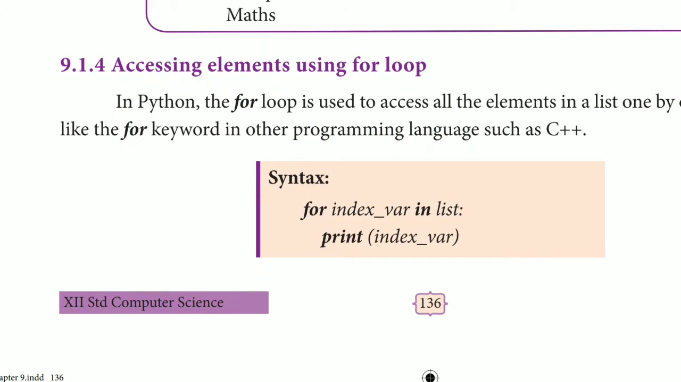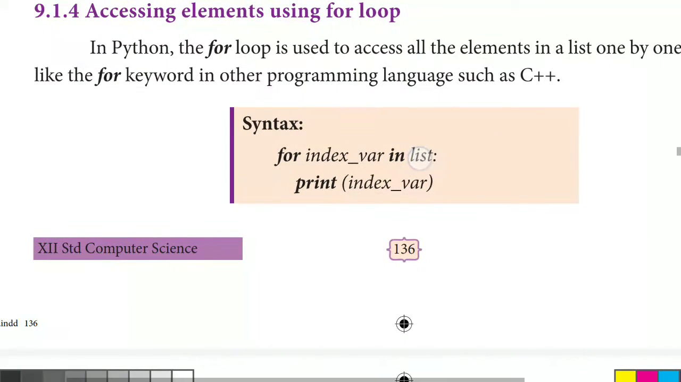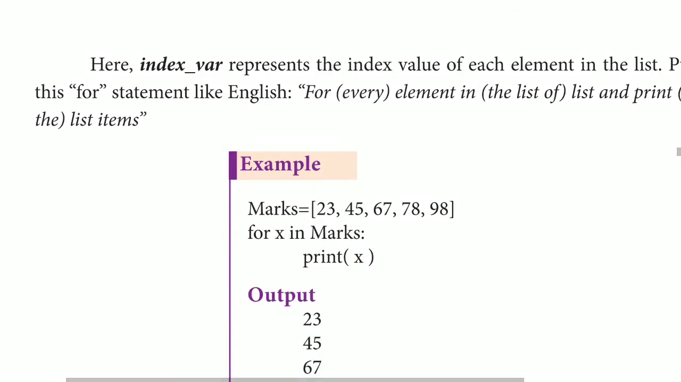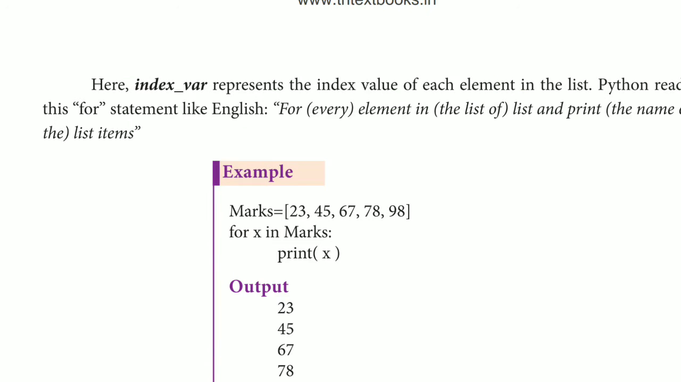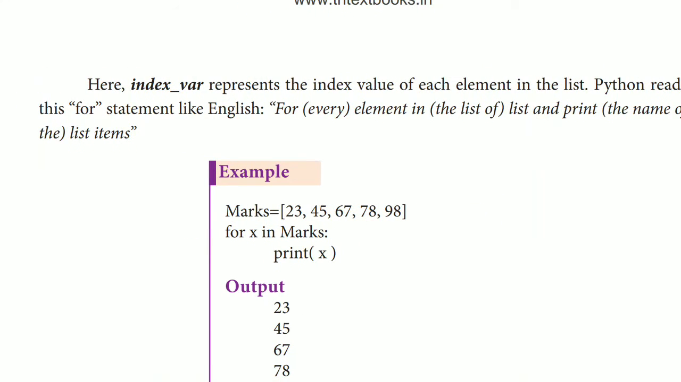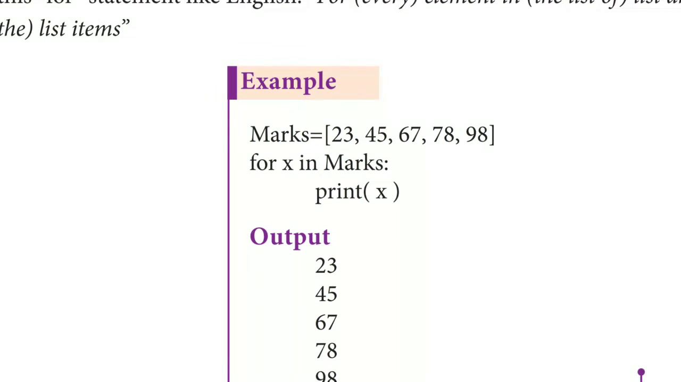In the previous topic we have seen accessing elements using while loop, with a positive indexing method and a negative indexing method, but this is a new one, accessing elements using for loop. The meaning of for loop is given as an English sentence: for every element in the list, print the name of the item. This is the meaning of for x in marks. Marks is a list that contains some marks. So x will take individual values from marks and print them in the next statement.